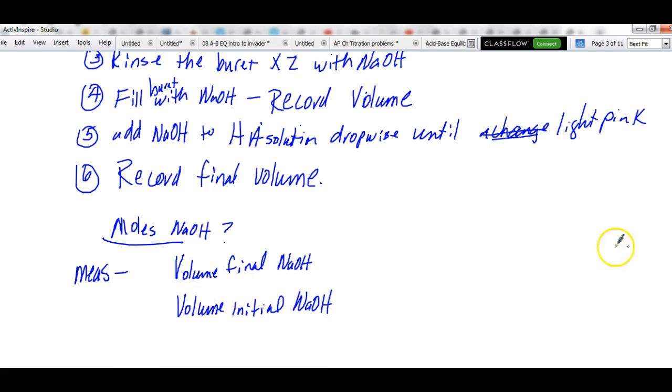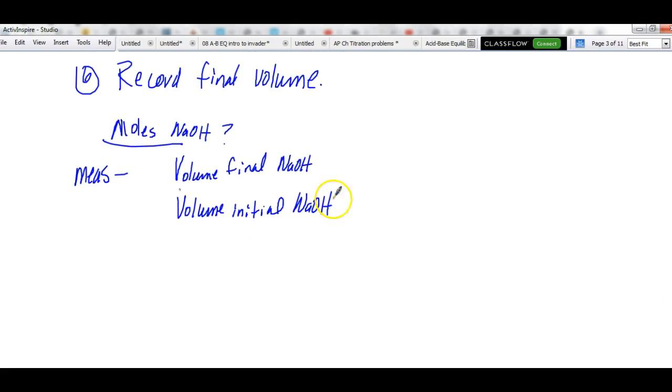And so those are the measurements we'd have to make to get the moles. And then what calculation would we have to make? So remember, volume times molarity equals moles.